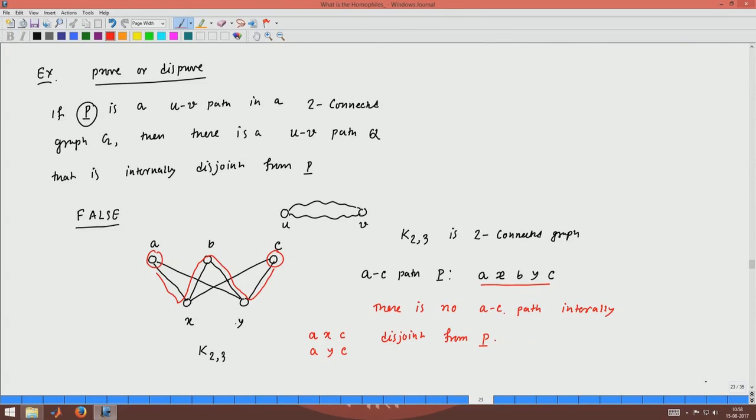So, I hope that now you understood that if you specify one path between a pair of vertices, you might not get another path which is internally disjoint from that specified path. But since the graph is two connected, you can always find two internally disjoint paths, but you can't specify one path and then look for another path which is internally disjoint from the other path. So, I hope that you understood this is a nice example to illustrate that given a two connected graph, you can't specify one path between a pair of vertices and then ask for another path which is internally disjoint from the specified path. But in a two connected graph, you can always find two internally disjoint paths between every pair of vertices.